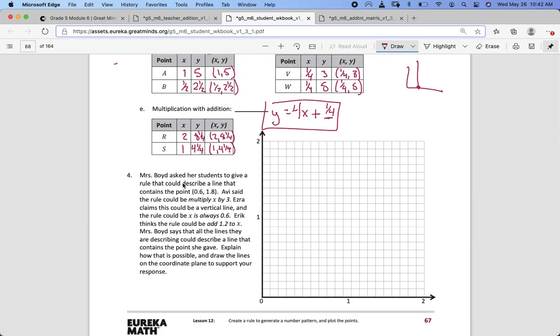Okay, Mrs. Boyd asked her students to give a rule that could describe a line that contains the points 0.6, which is here, and 1 and 8/10, which is here. Okay. Avi said the rule would be multiply x by 3. Okay. Y equals 3 times x. And if x is 0.6, y would be 1 8/10. Yes, that works. Ezra claims that it could be a vertical line. If it were a vertical line, it would just be x equals 0.6. Sure. Okay, Avi, Ezra. The rule could be x is always, yep. Eric thinks the rule could be add 1.2 to x.